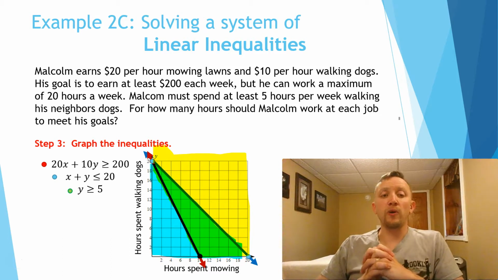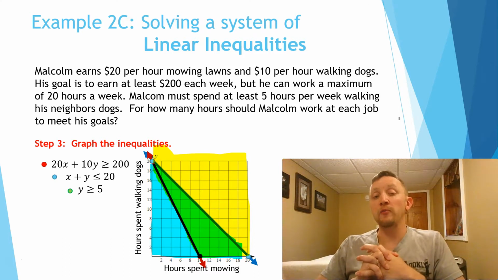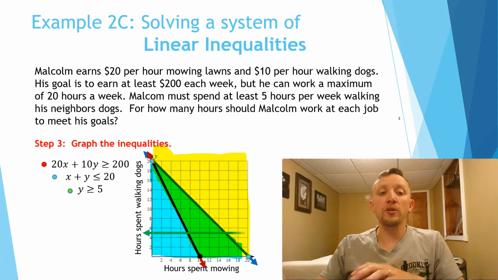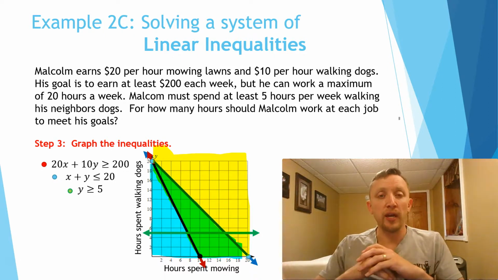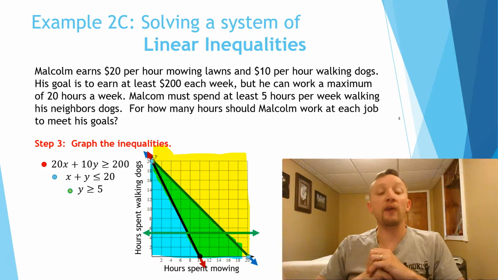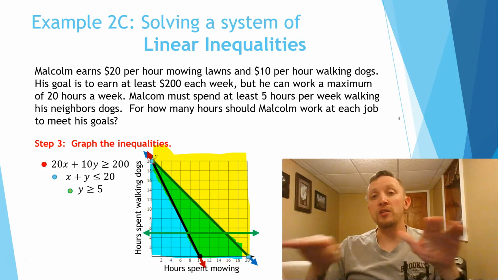So right now, that little triangle piece is my common region. Now let's do this last one. y has got to be greater than or equal to 5. Because remember, he has to work at least 5 hours walking dogs. So I'm going to draw a horizontal line going through where y is 5. Now, on this graph, we just have to estimate it. It's okay. 5 would be halfway between 4 and 6. So we'd have a solid line there.